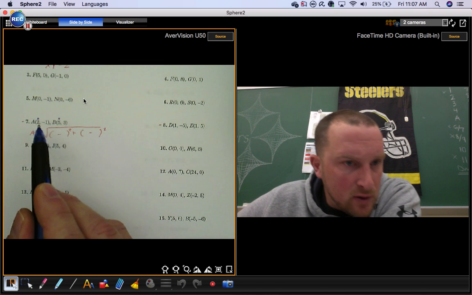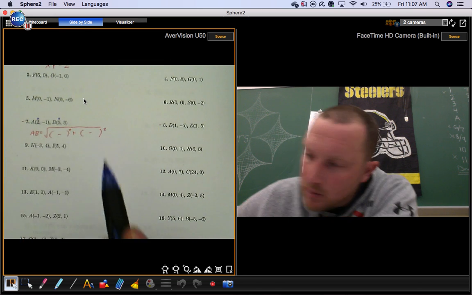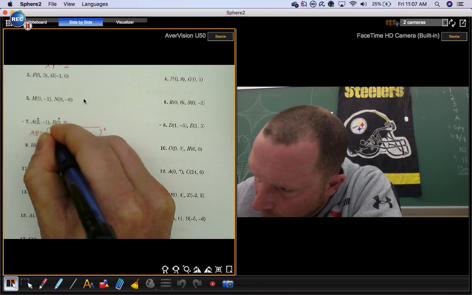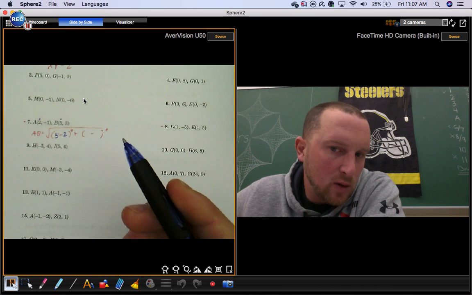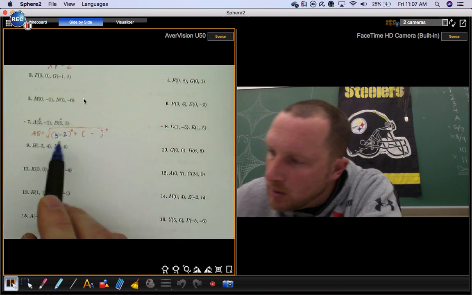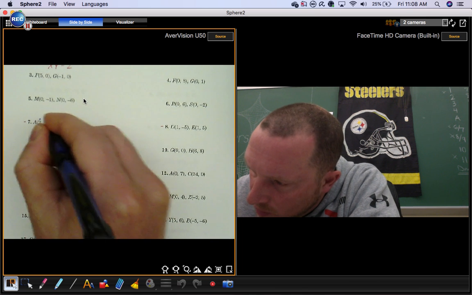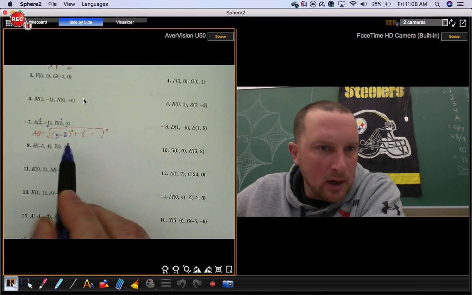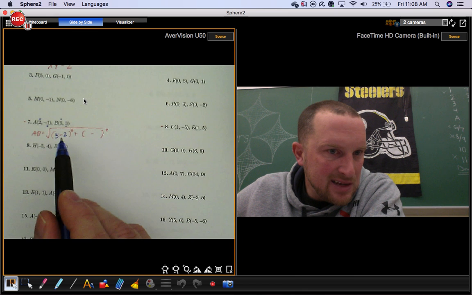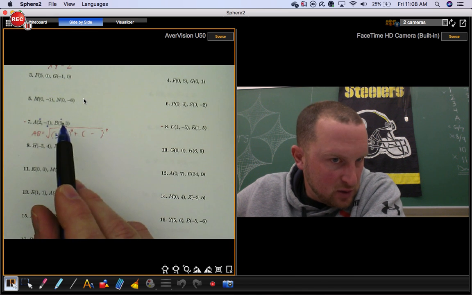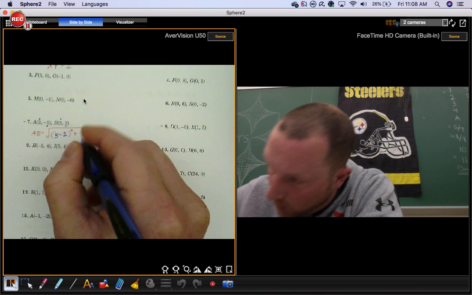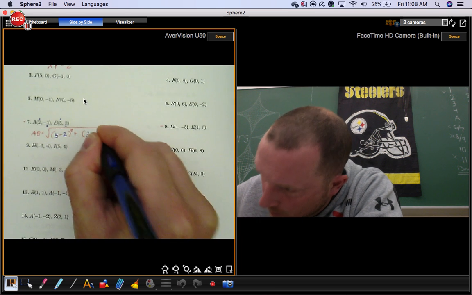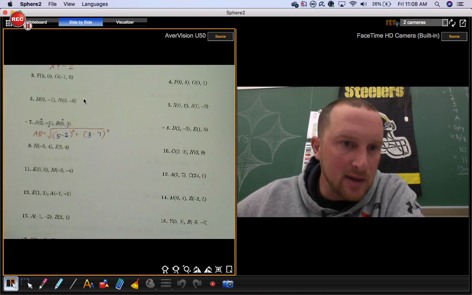My x values are 2 and 5. I can put them in here in any order I want. I'll do 5 minus 2. It's better to work with a positive than a negative, maybe. Now, my y values are these numbers. And I'm going to put them over here in the same order that I put my x's in. So if I did 5 minus 2, I need to do 3 minus negative 1. And you've got to watch yourself when you subtract a negative.